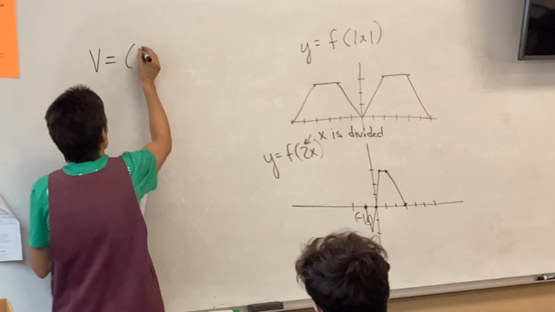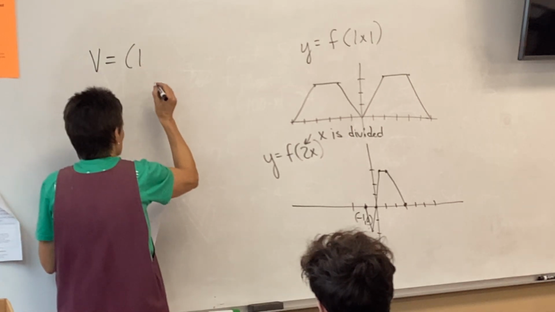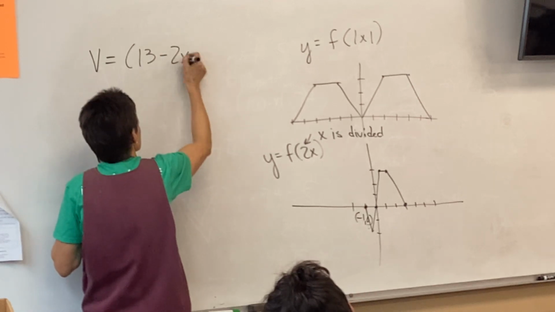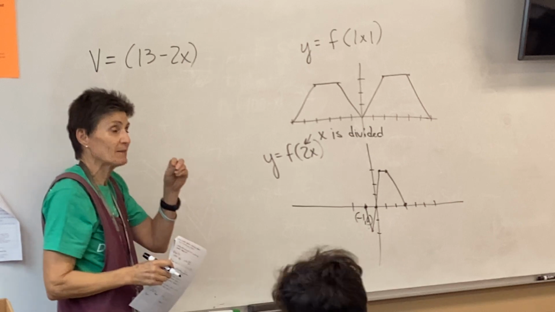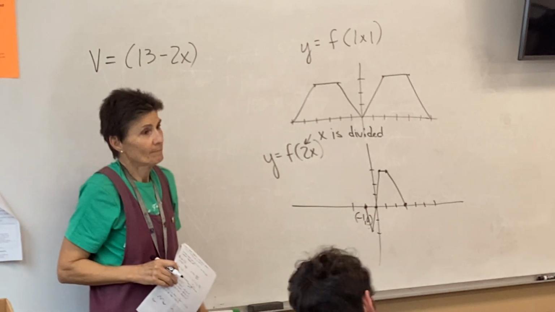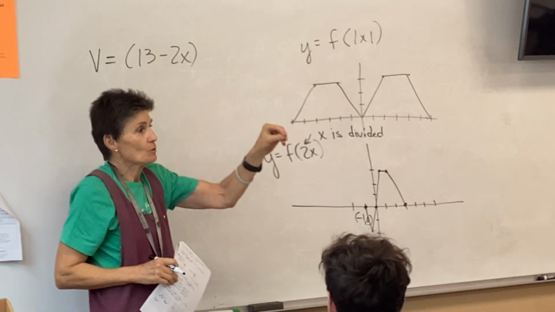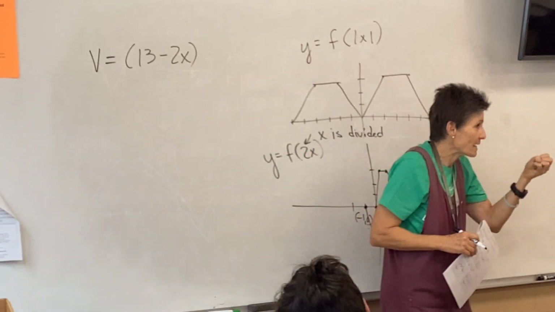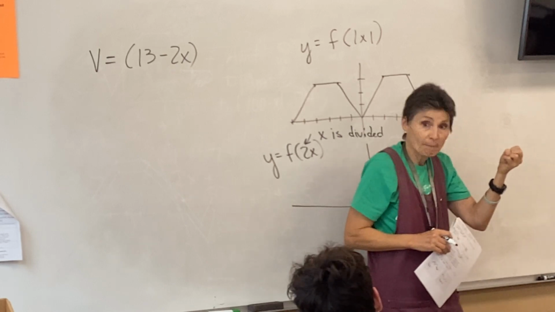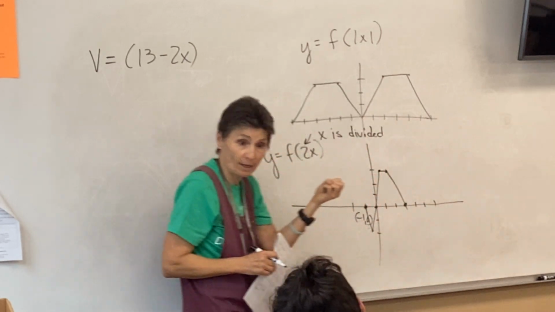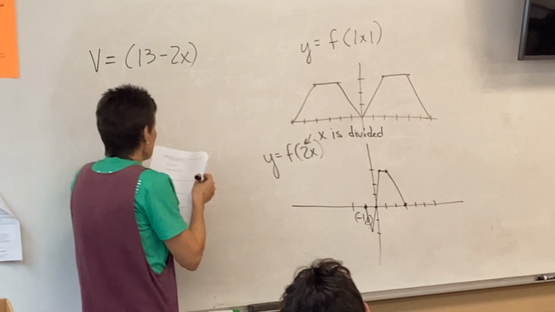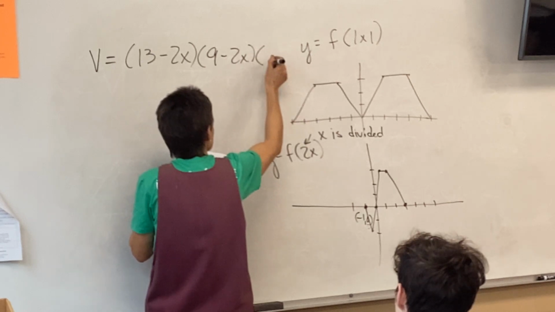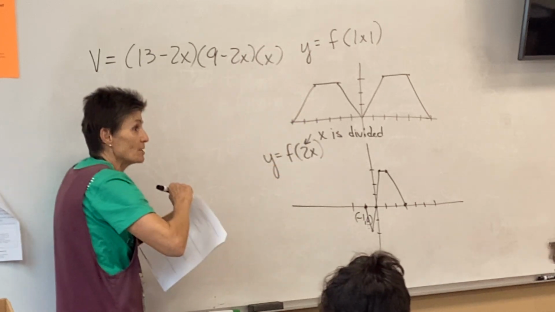13 minus 2x. And if you start getting confused about that, Joshua, did you just yawn? This is exciting. Yeah, 13 minus 2x, because didn't we cut those x's off? We took them off, we didn't tape them on, we cut them off. So 13 minus 2x times 9 minus 2x times x, perfect. There's your equation.